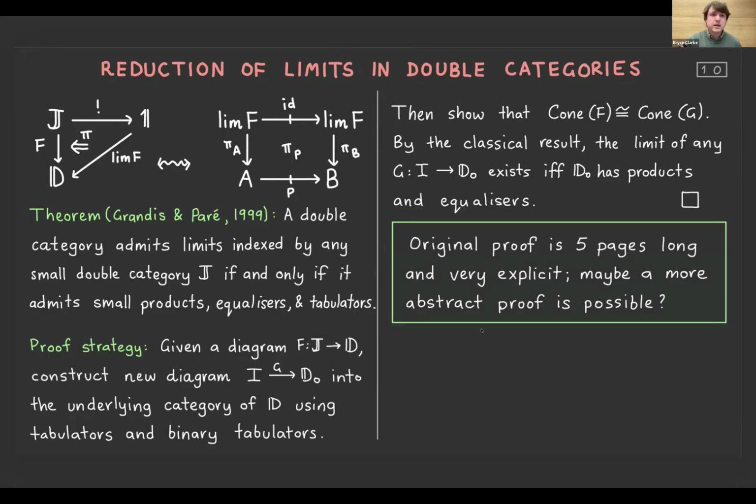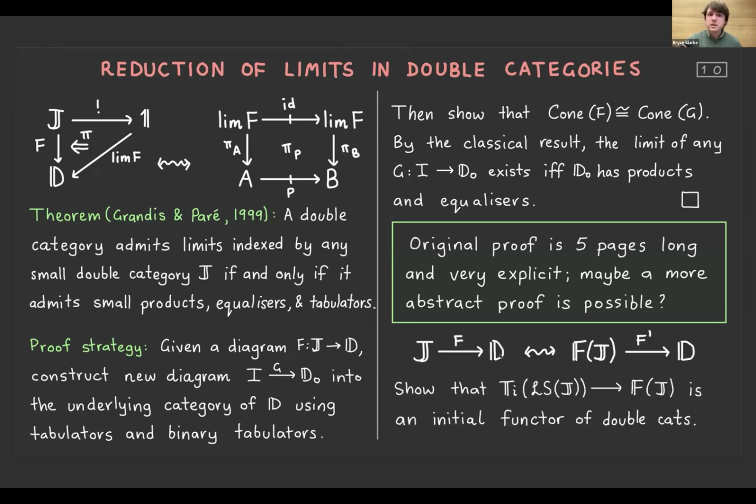And so something we can already say, just from what I said on the previous slide about free tabulator completion, is that, well, if we have a double category D that has tabulators and binary tabulators, then we know that double functors like this are in bijection with double functors like this. Okay, so certainly the categories of cones over these two things are isomorphic. But okay, this here, F of J, is still a double category. It's not a category, right? But what we could do is pre-compose it with the functor from its underlying category of objects and type morphisms, okay, which is a category.